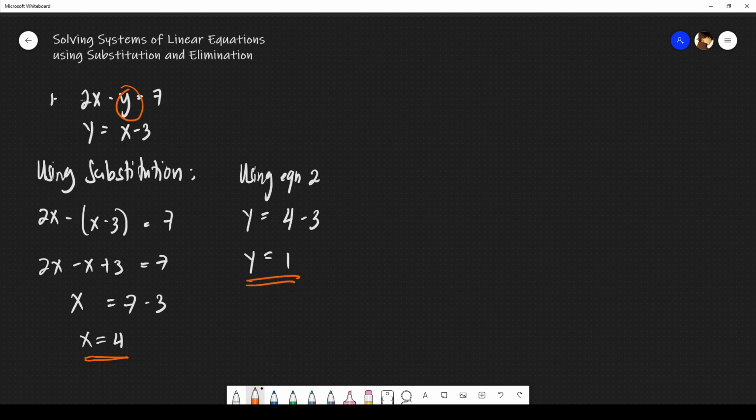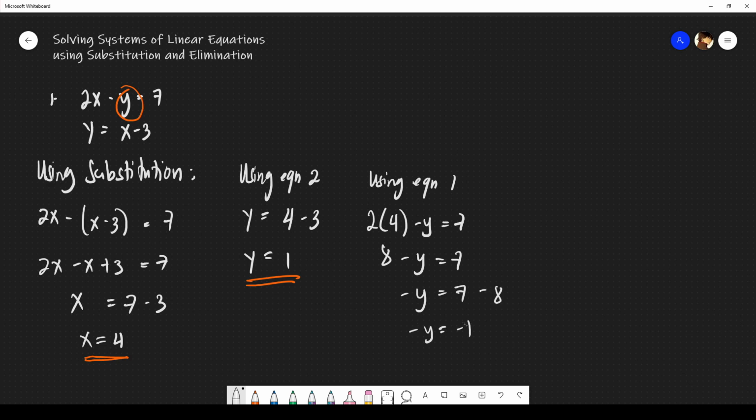If you choose to substitute it into the first equation, I will show you, you'll still get y is equal to 1. Using equation number 1, 2 times 4 minus y is equal to 7. So 2 times 4 is 8, minus y is equal to 7. You transpose 8 to the other side. So negative y is equal to 7 minus 8, so negative y is equal to negative 1. Since we only need positive values of y, we divide both sides by negative 1. So y is equal to 1. As you can see, we got the same answer regardless of which equation you substitute it into. You'll always get the same answer.